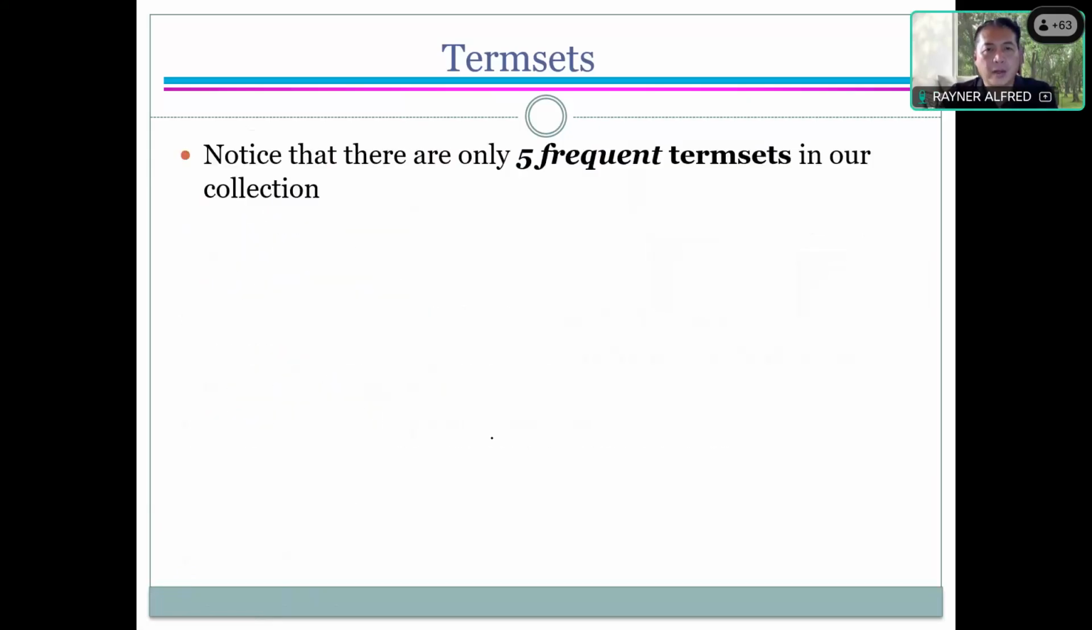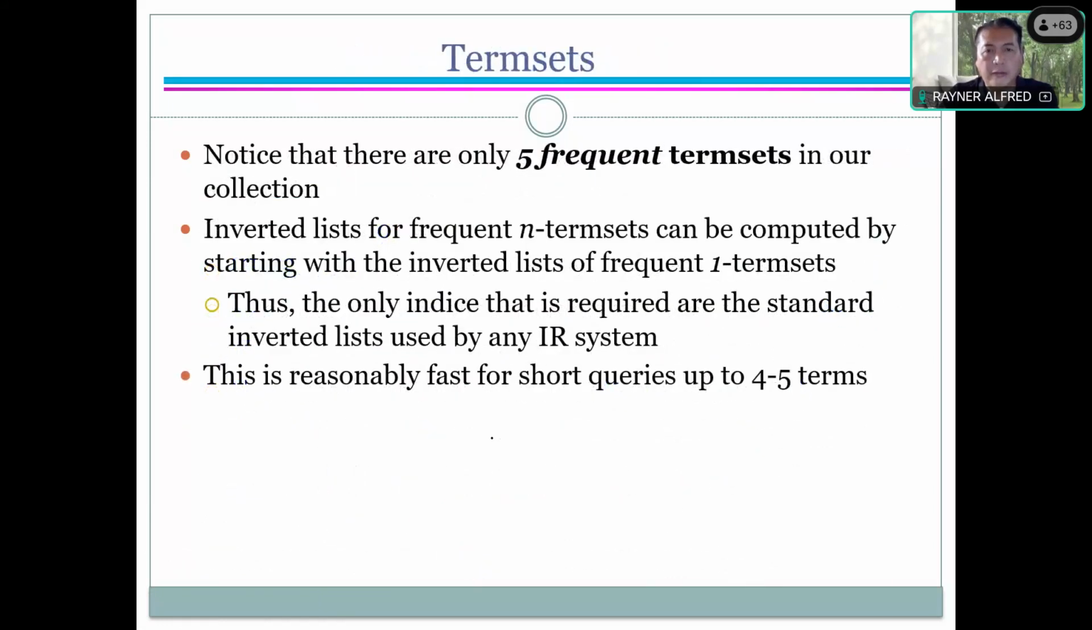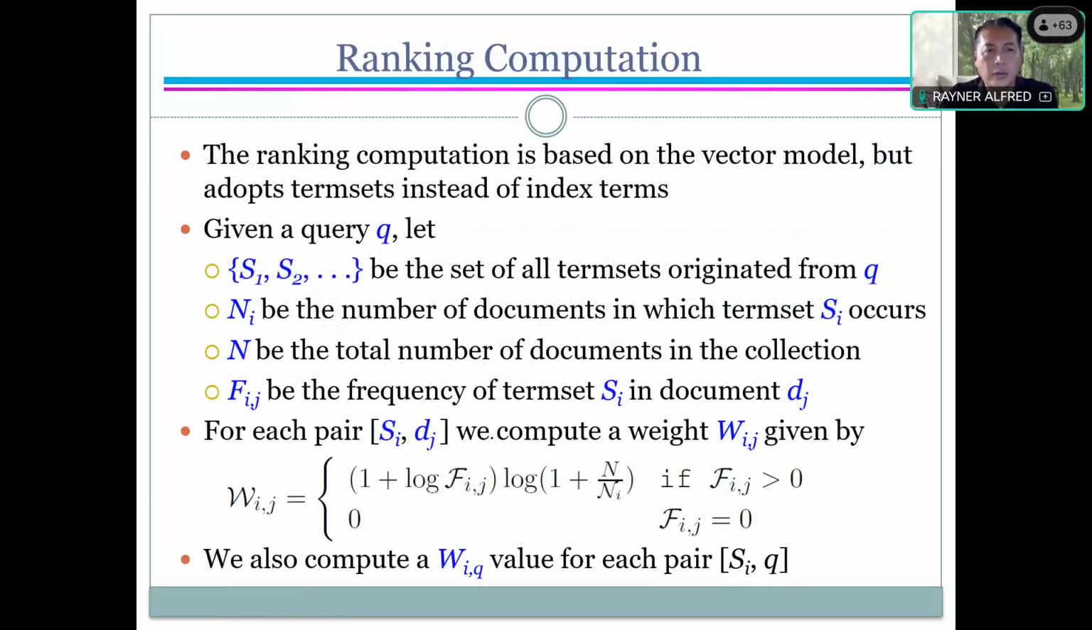Okay, so in conclusion, we only have 5. So based on the process that we went through just now, we start with 1 and then 2 and 3 and so on. So when we formalize the ranking computation, we will have a query, and then we let this be the pattern that can be generated based on the query.